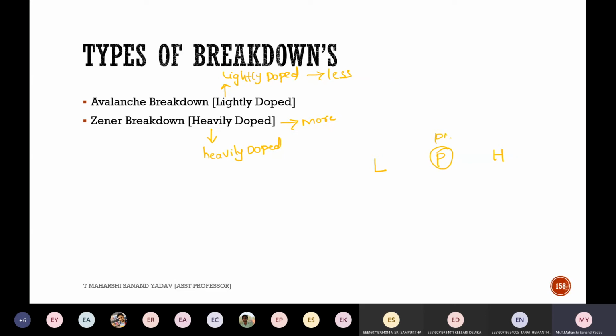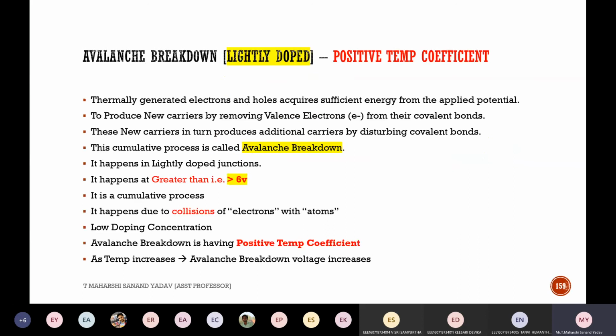So suppose you consider this as a PN diode. Heavily doped means it is Zener. This is lightly doped. See the main difference. We get avalanche breakdown when it is lightly doped, whereas we get Zener breakdown if it is heavily doped. That's it. This is the main difference, and this is a compulsory short question. For 2 marks or 3 marks, you will get it for sure. What is the difference between avalanche breakdown and Zener breakdown? The important concept is the doping level. If it is lightly doped, it is avalanche. If it is heavily doped, it is Zener.